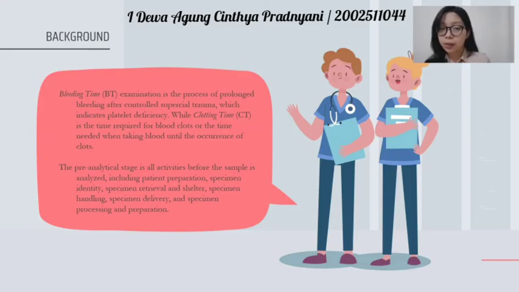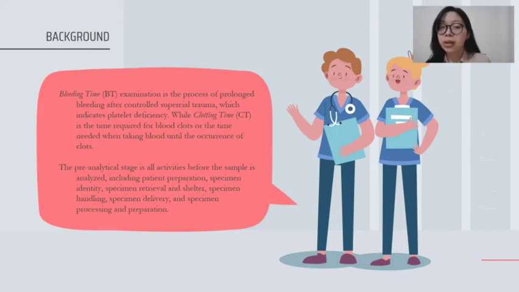BT, or bleeding time examination, is the process of prolonged bleeding after controlled superficial trauma, which indicates platelet deficiency, while clotting time, or CT, is the time required for blood clots, or the time needed when taking blood until the occurrence of clots. The pre-analytical stage is all activities before the sample is analyzed, including patient preparation, specimen identity, specimen retrieval and shelter, specimen handling, specimen delivery, and specimen processing and preparation.